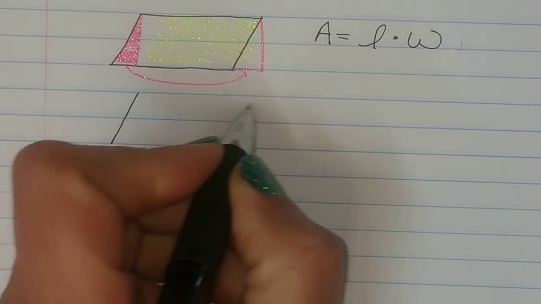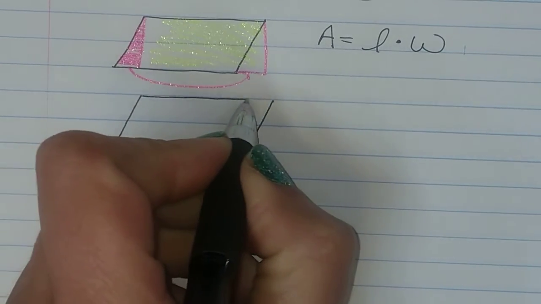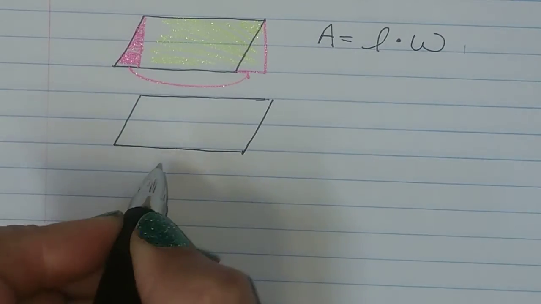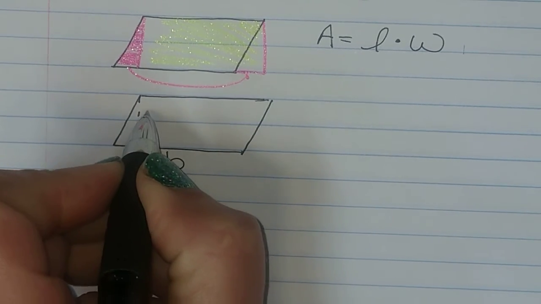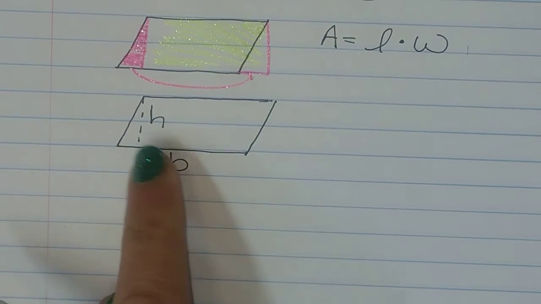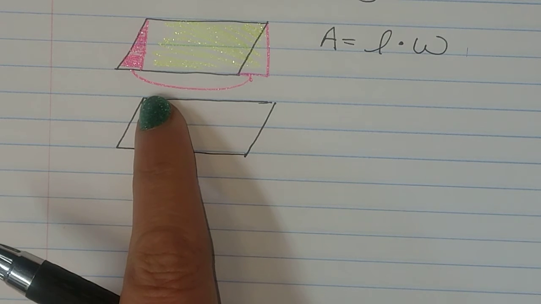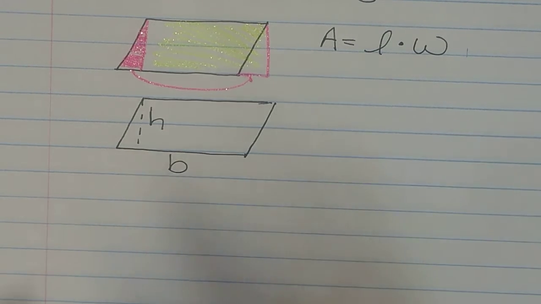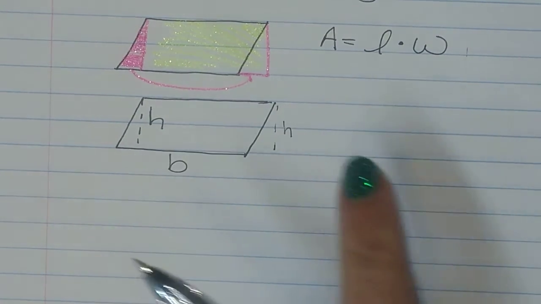Let's draw one again. You're now going to see something called base and height. Notice, height is not the side angle. It's the distance from one corner to the base. It could also be drawn over here. Height.